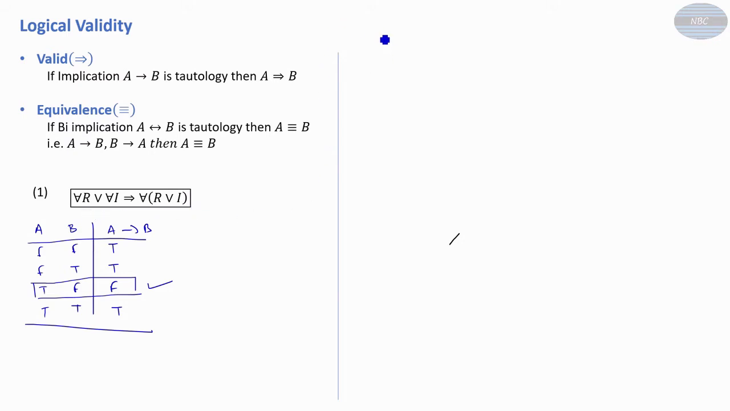So let us take an example here. There is a universal discourse S1. Just assume that R stands for rich and I stands for intelligent here. So if I take S1 as, let's suppose, all persons are rich.